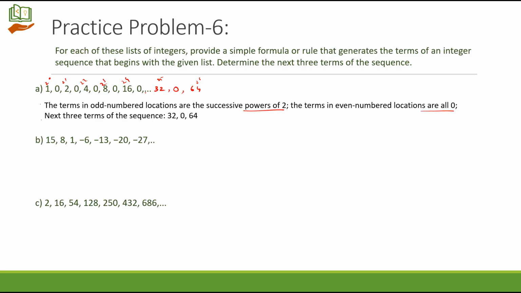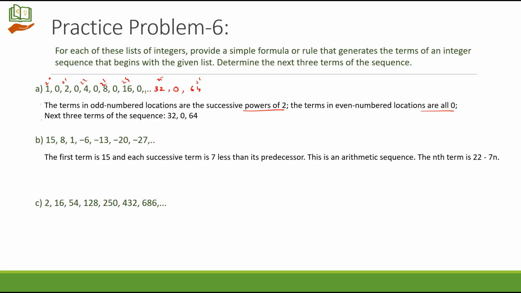15, 8, 1, minus 6, minus 13, minus 20, minus 27. The first term is 15 and each successive term is 7 less than its predecessor. So 15 minus 8 is 7, 8 minus 1 is 7. This is an arithmetic sequence and the nth term can be given as 22 minus 7 into n. We need not get into this particular sequence and all. We will just go with minus 27 minus 7 will give you minus 34. Minus 34 minus 7 will give you minus 41. Minus 41 minus 7 will give you minus 48.